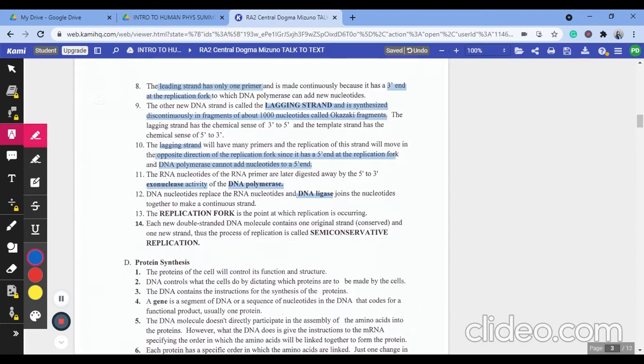The replication fork is the point at which replication is occurring. Each new double-strand DNA molecule contains one original strand conserved and one new strand. Thus, the process of replication is called semi-conservative replication.